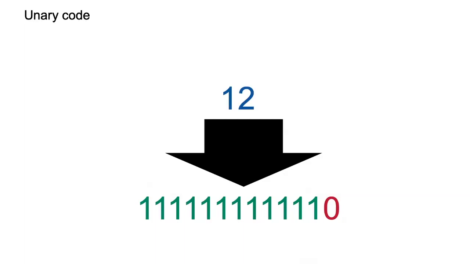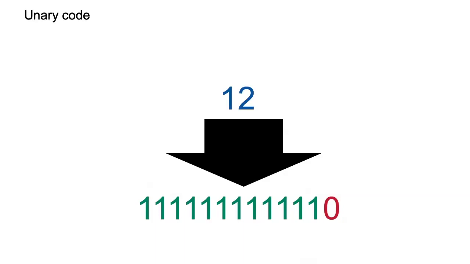So that's really, really bad in terms of space wasting. Nevertheless, this code has properties that make it useful as part of the gamma code. So this is why I showed it to you. It will actually come back because it has nice properties that I will show you later.